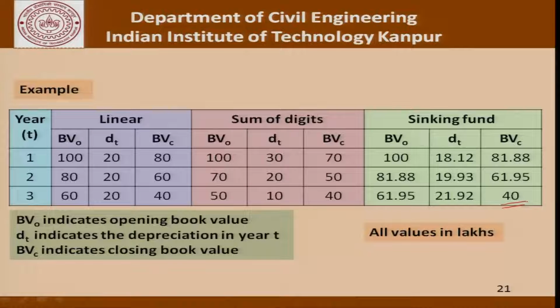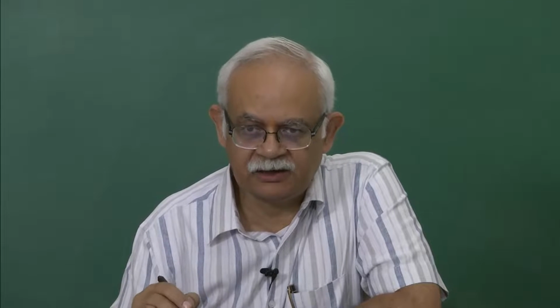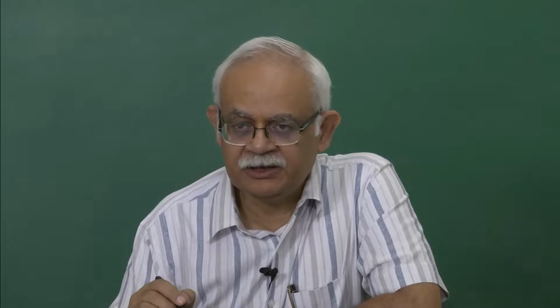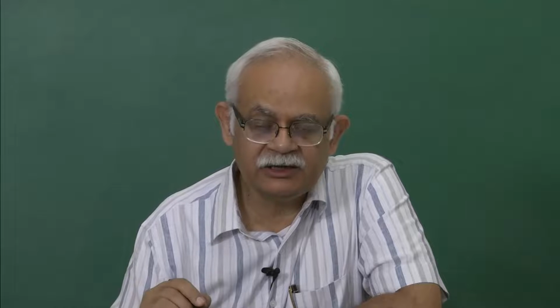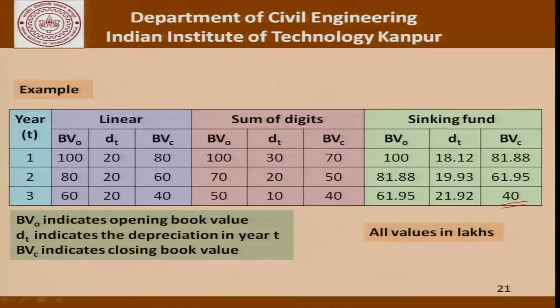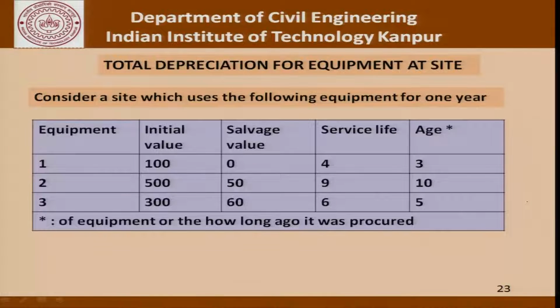So, having understood the basic concept of depreciation, that is, an equipment loses its value and the book value is what is being talked about. It is not the value of the equipment from a technical perspective or the productivity and so on, but only in terms of what is the book value, what is the accounting value of that equipment. We have gone through this exercise and now we are ready to see what is the total depreciation for equipment at a given site. Let us consider a site which uses the following equipment for 1 year. There are 3 equipment being used at the site. They have their own initial values, their own salvage values and their own service lives.